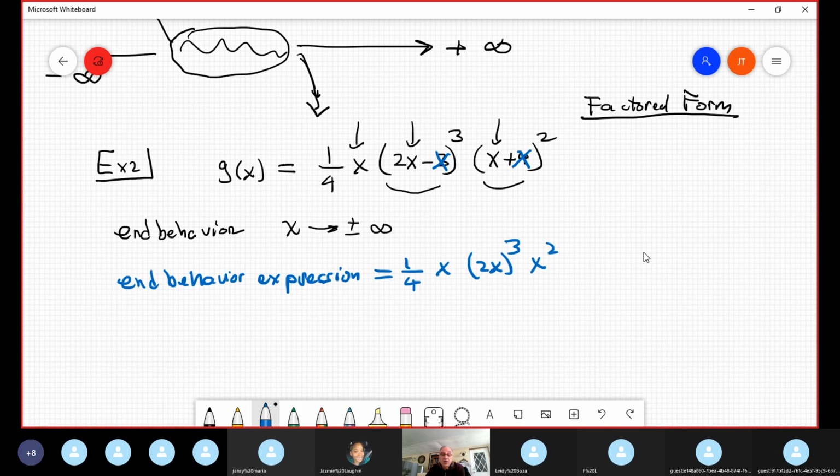Okay, now you manipulate that part a little bit, but it's easy. 2 cubed is 8. 8 divided by 4 is 2. How many x in total do we have? 3 and 2 is 5, plus 1 is 6. And this is the end behavior expression.